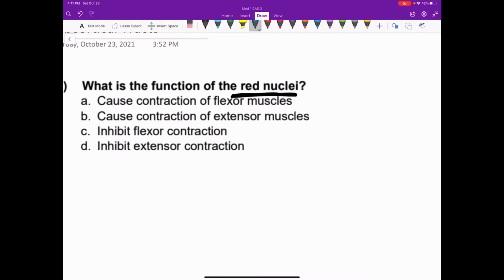Does it cause contraction of flexor muscles? Yes, it does. Does it cause contraction of extensor muscles? No, it does not. Does it inhibit flexor contraction? No, it stimulates it. Does it inhibit extensor contraction? Yes, it does. So what is the answer here? A and D. I know there's just two choices, but what are you going to do?